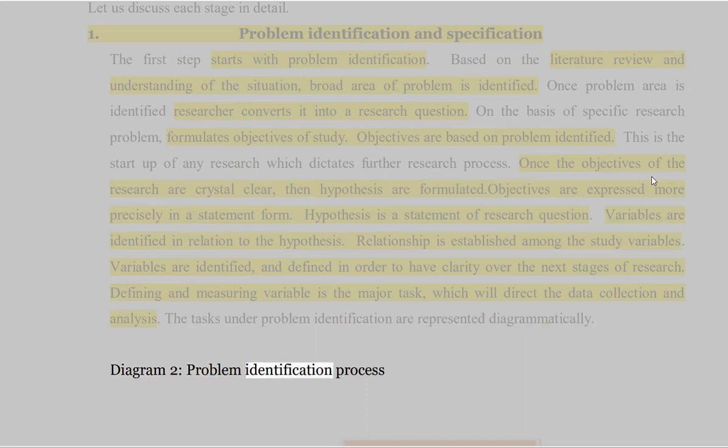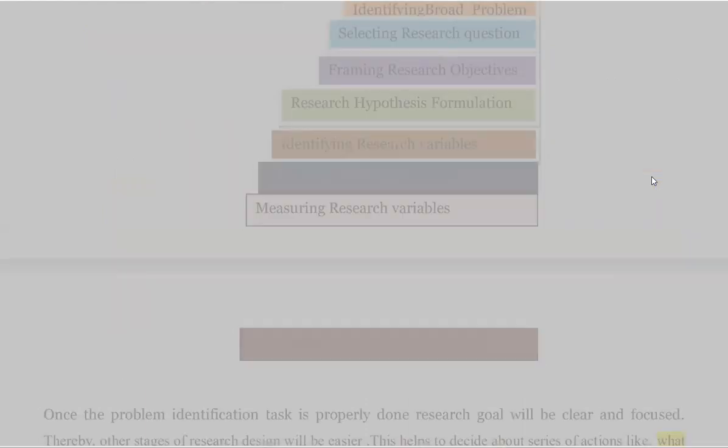Diagram 2: Problem Identification Process. Identifying broad problem, selecting area, research question. Framing research objectives. Identifying research variables. Defining research variables, measuring research variables. Research hypothesis formulation.